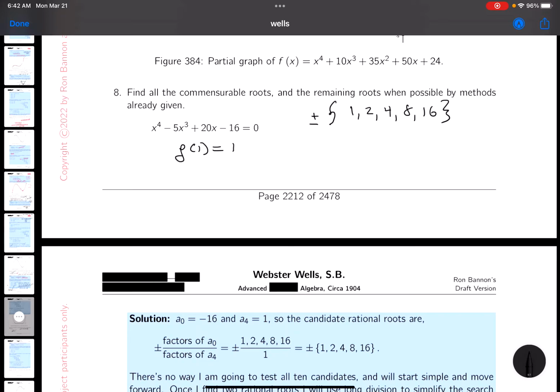And would you get 1 minus 5 plus 20 minus 16, and you would get 0. That's good news. Then I would probably go to 2.